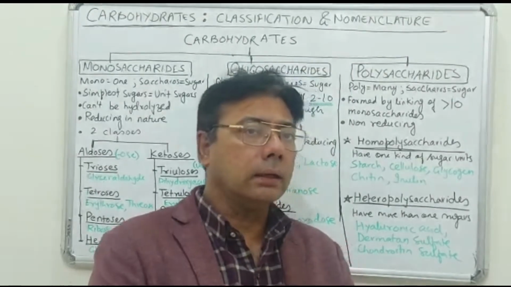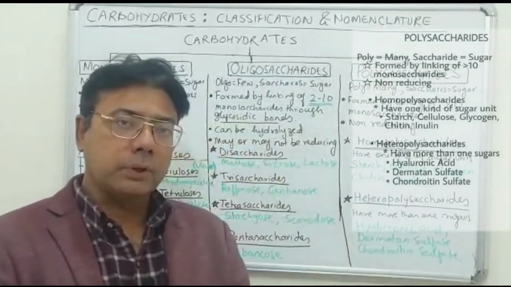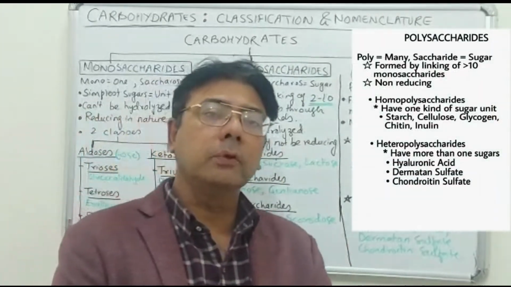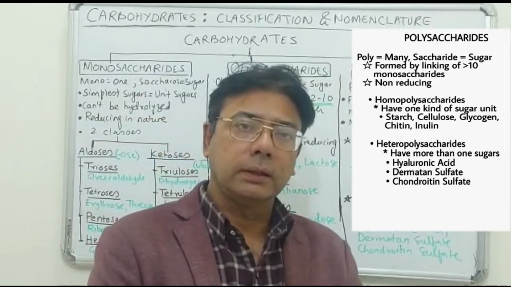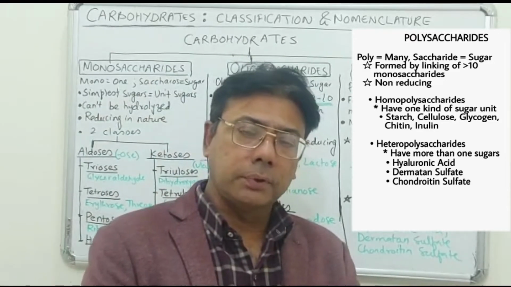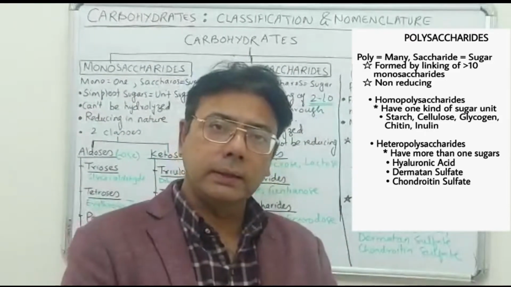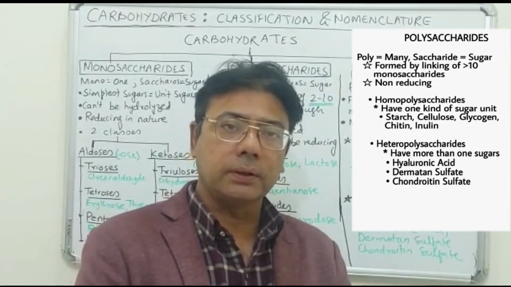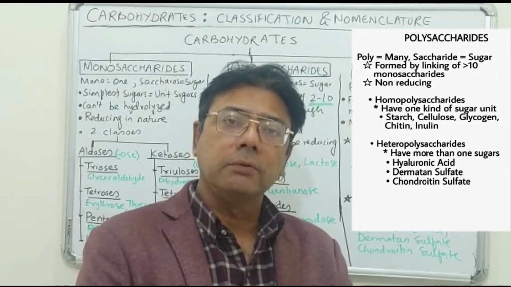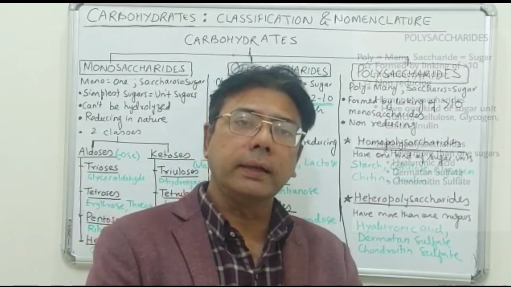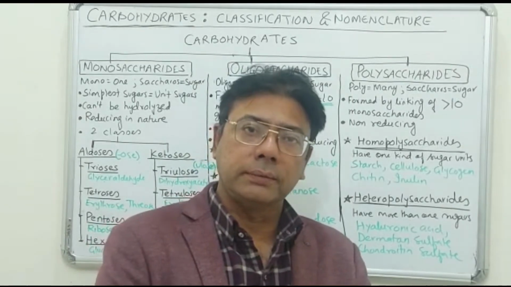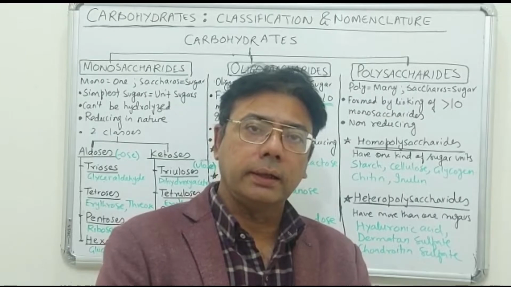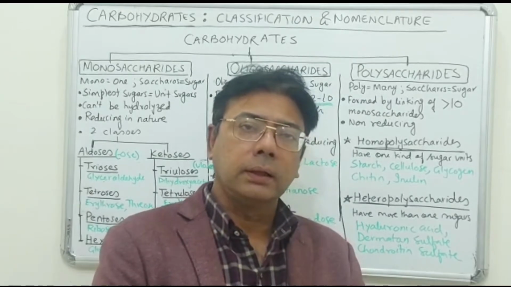Then there are heteropolysaccharides. These are polysaccharides which are formed of more than one type of sugar units linked together. For example, we have hyaluronic acid, chondroitin sulfate, or keratan sulfate, and so many other types of polysaccharides exist, which are made up of alternating sugar units. So they are called heteropolysaccharides for this reason.